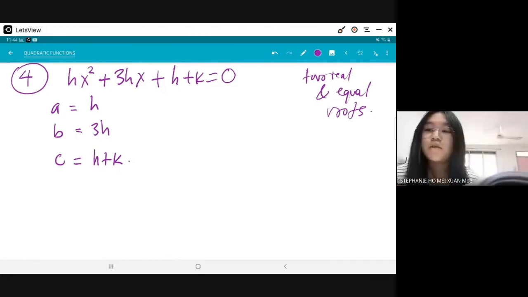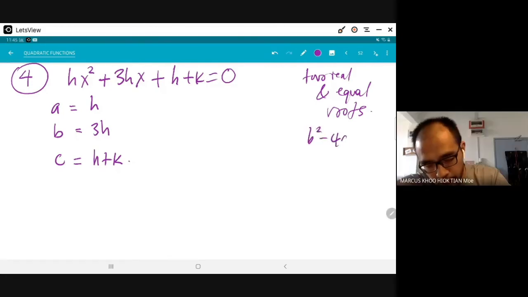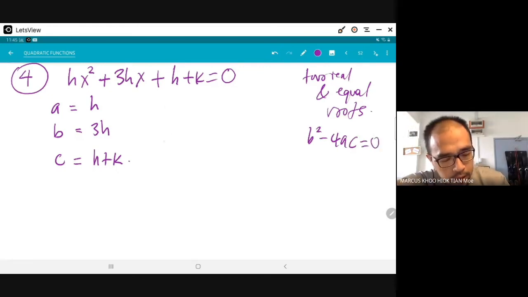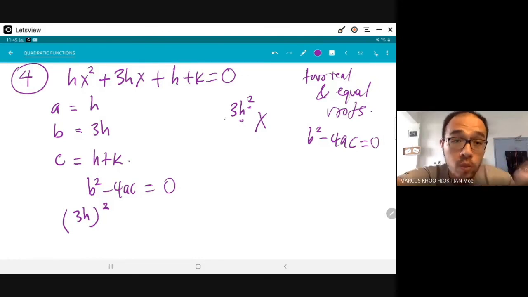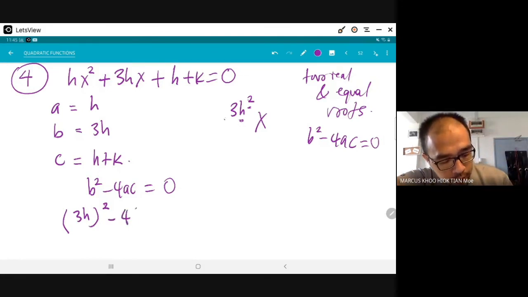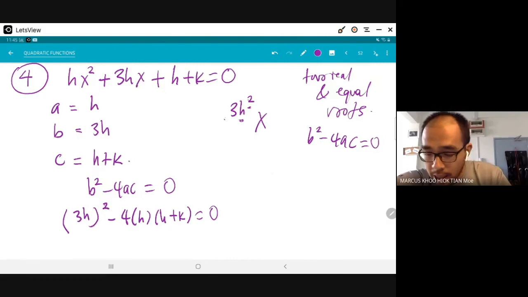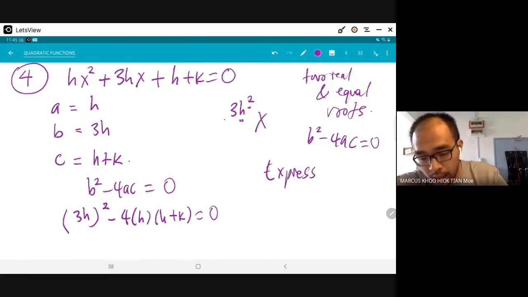B squared minus 4ac equals to 0. Okay, so when we put this in, b squared minus 4ac equals to 0. So if I put everything in, it will be 3h, everything, okay, is squared. Be careful with this, because a lot of people will write like this, this is wrong. This only means that the h alone is squared. The 3 cannot be left untouched. Must have everything squared. Okay, minus 4 times h times c is h plus k equals to 0. The question says, express k in terms of h.